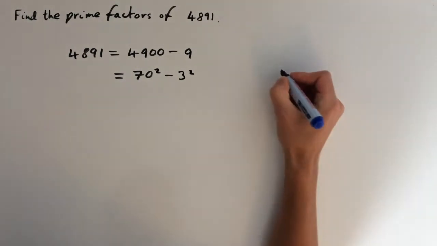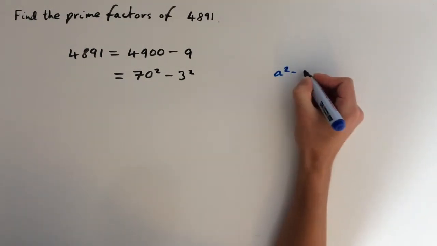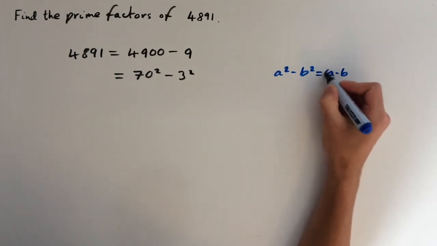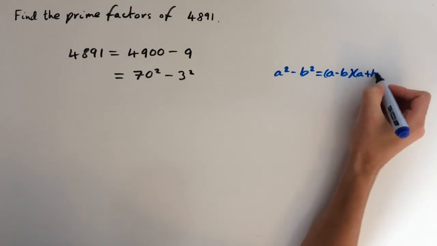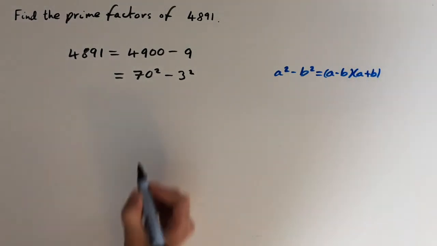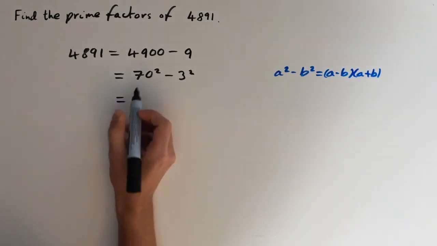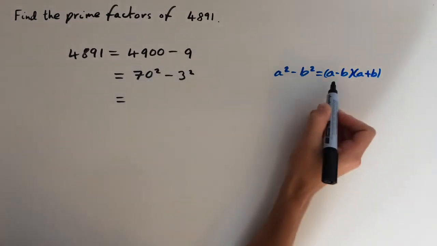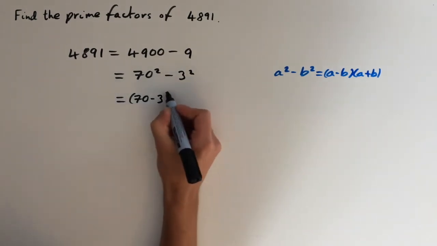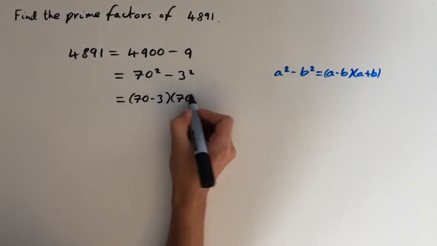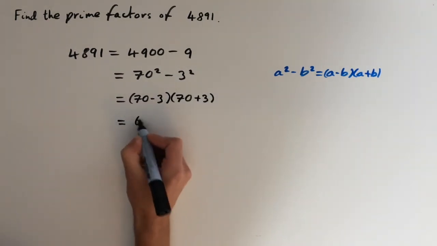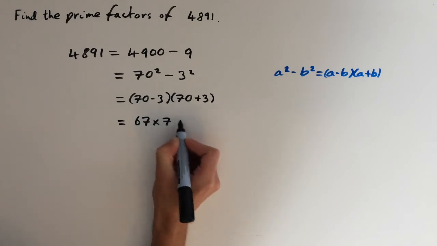So by this we mean that when we've got a squared minus b squared, we can factor this as a minus b times a plus b. So let's do that. So this equals, if a is 70 and b is 3, a minus b will be 70 minus 3, and a plus b will be 70 plus 3. And this equals 67 times 73.